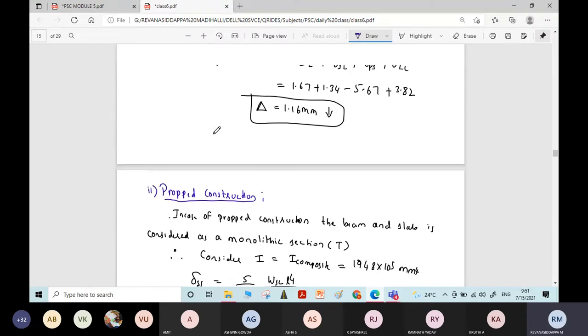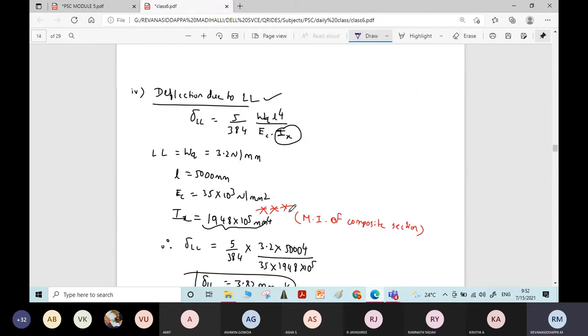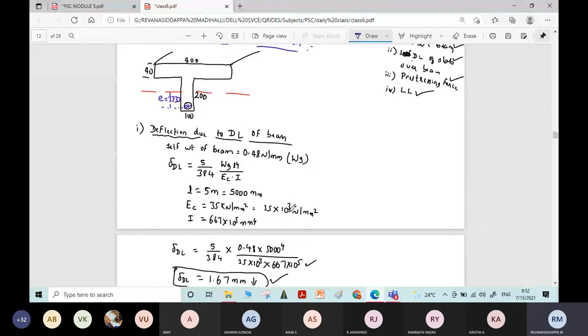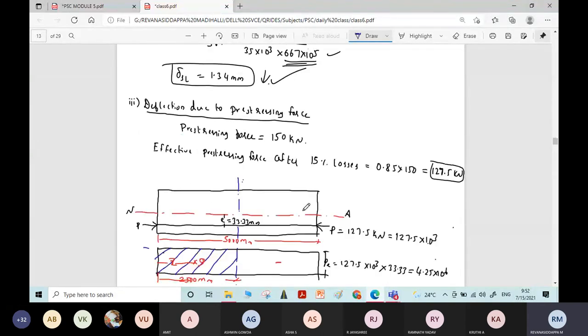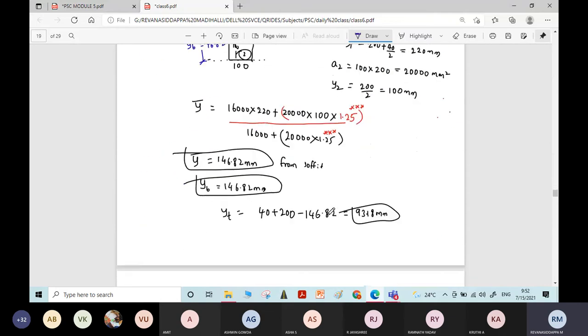I'll go to the previous problem. See, while calculating the deflection due to the slab load on the beam, for unpropped construction we have taken the moment of inertia of only the beam, 667. But for propped construction, while calculating the deflection due to the slab load on the beam, you need to take the moment of inertia of the composite section, because it will act as a whole, as a monolithic section, that is why. Here it is 1948 into 10 power 5, but in this problem it is 226 into 10 power 6.